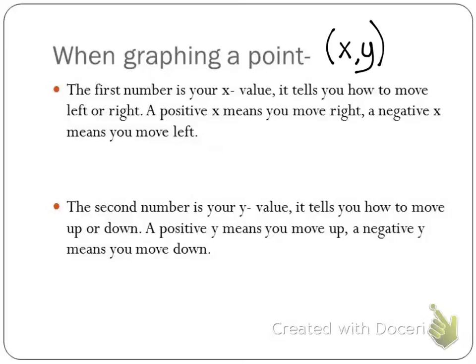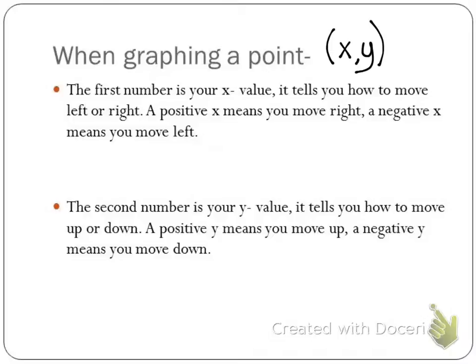All right, so the first number, we call that the X value. So the X value tells you if you're going to go left or if you're going to go right first. So the first thing you do is you either go left or you go right. If it's positive, you're going to go right. If it's negative, you're going to go left.